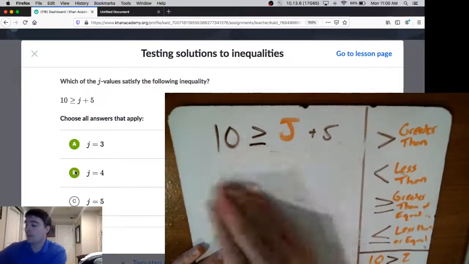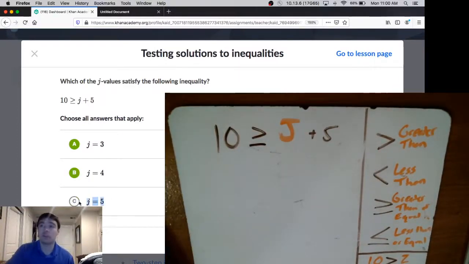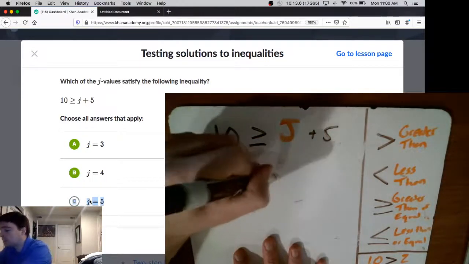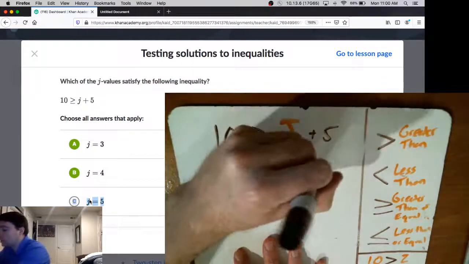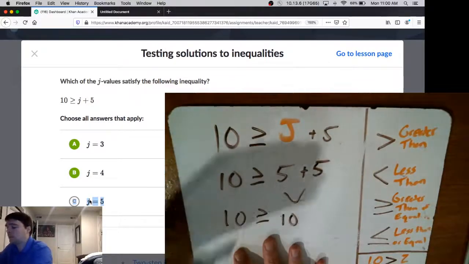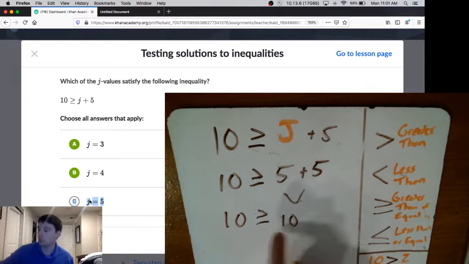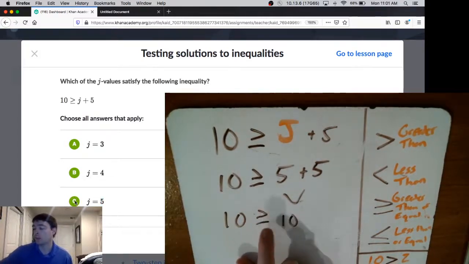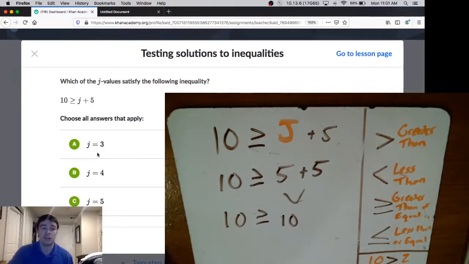And then the last answer they want us to test, it says j is equal to 5, so I'm going to plug in a 5 for j. The inequality, once substituted in, now says 10 is greater than or equal to 5 plus 5. 5 plus 5 would give us 10. So our inequality now states 10 is greater than or equal to 10. Now 10 is not greater than 10, but it is equal in value to itself. So because this inequality includes the greater than or equal to symbol, 10 equals 10 is also a true statement. All three of these answers, j could be 3, 4, or 5, any of those numbers would make this inequality true. So they're all solutions.